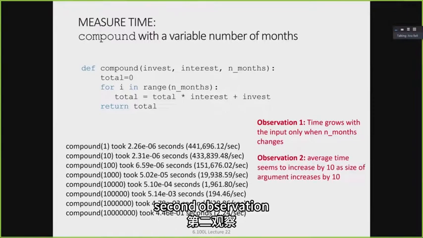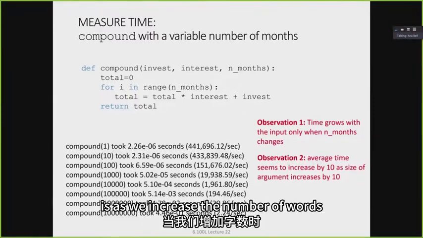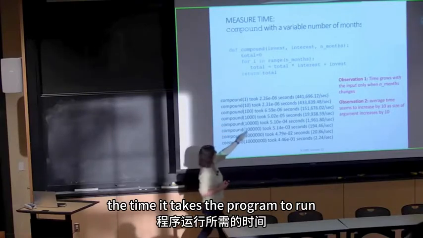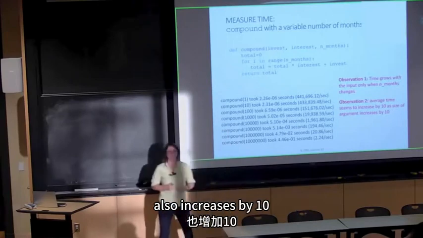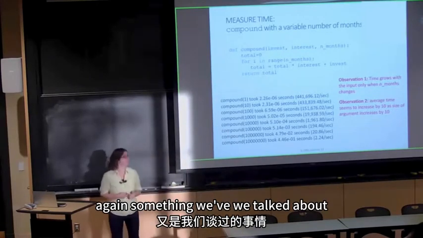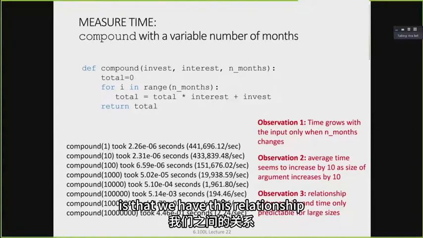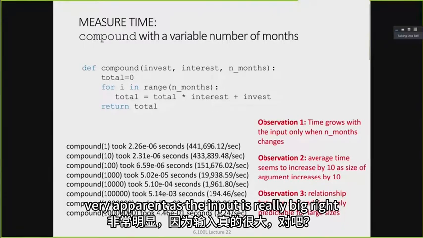Second observation, again, something we noticed, is as we increase the number of months by 10, the time it takes the program to run also increases by 10. Again, something we talked about. And the last observation is that we have this relationship very apparent as the input is really big, right?